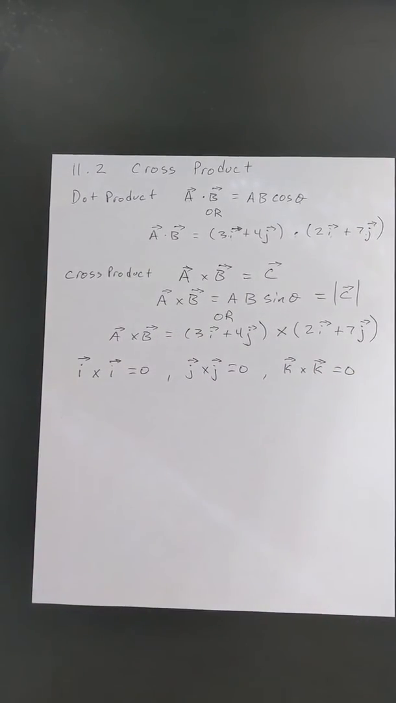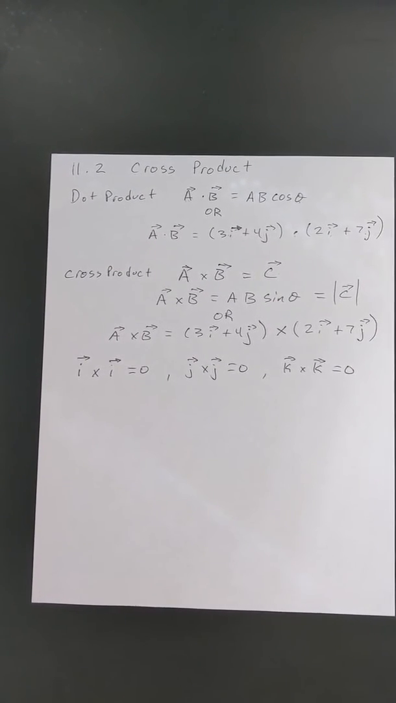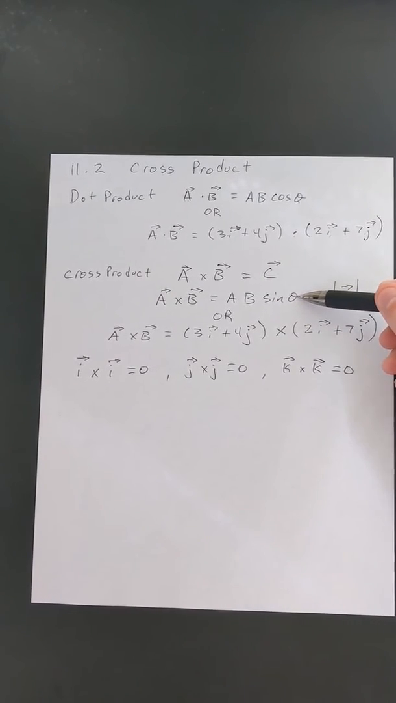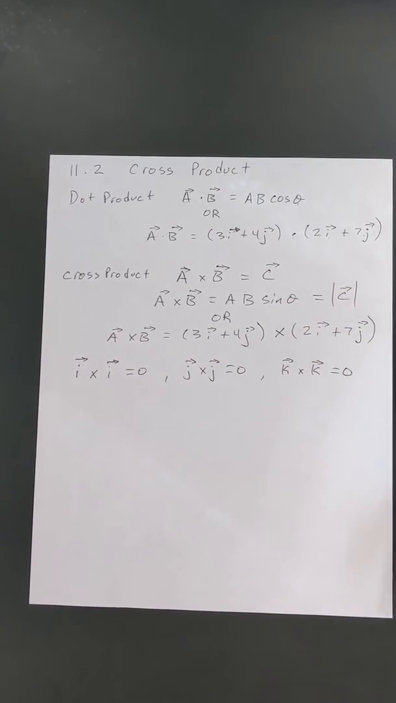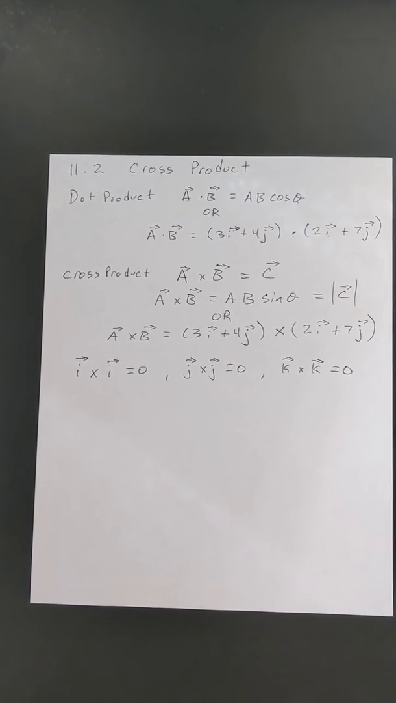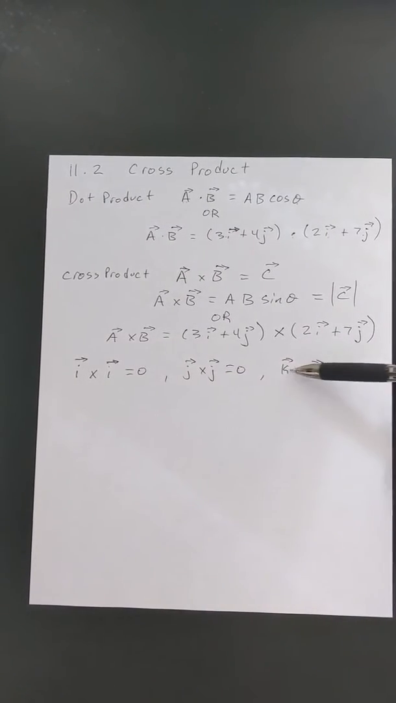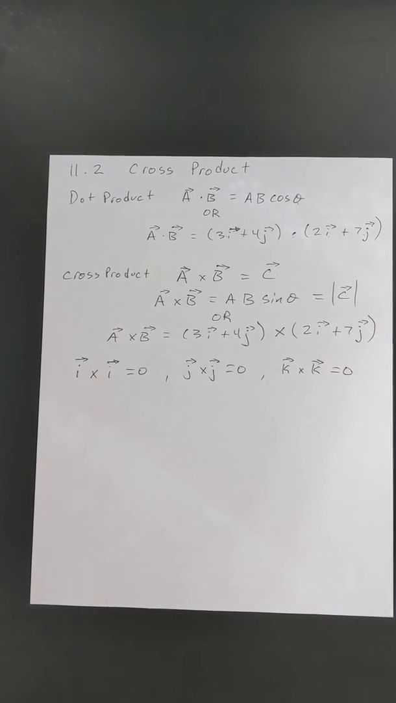And if you need help understanding why that is, please go look at my notes that I have online. It pretty clearly explains that any vectors that are parallel would have a sine of 0 degrees between them, and a sine of 0 is 0. So I dot I, J dot J, K dot K might be 1, but I cross I and J cross J and K cross K are all 0. That's one of the first big things.